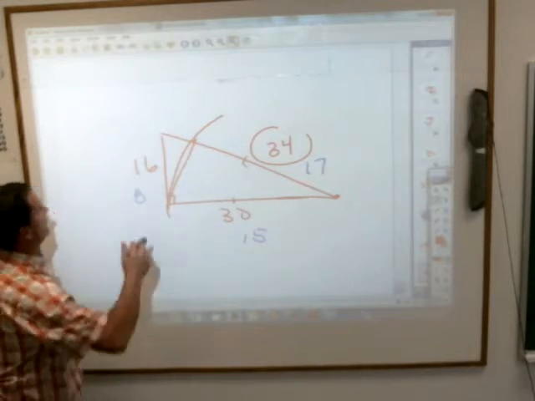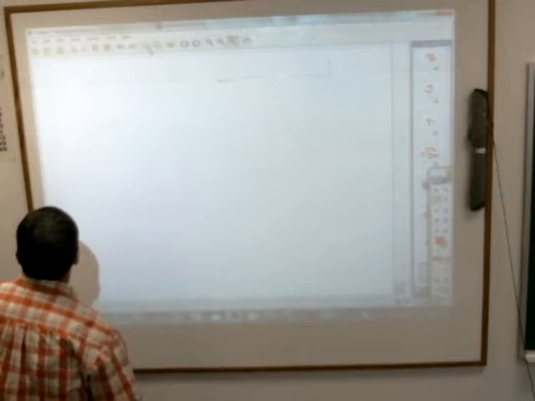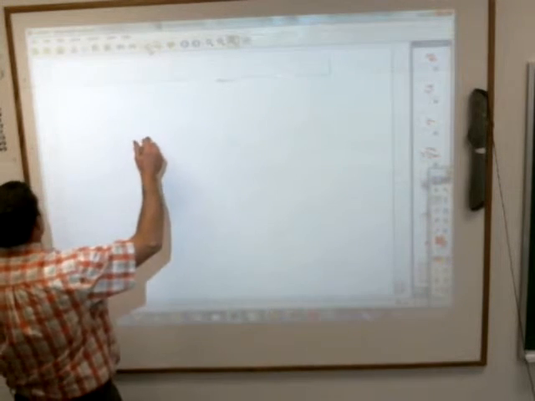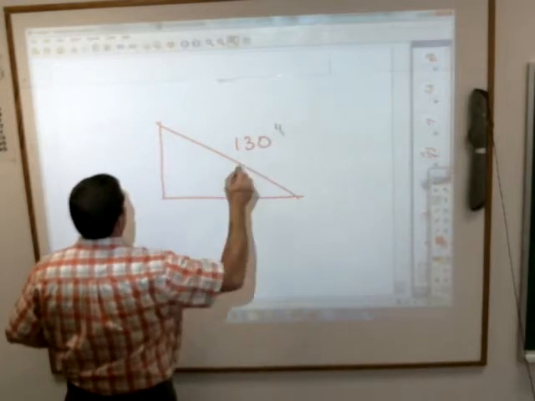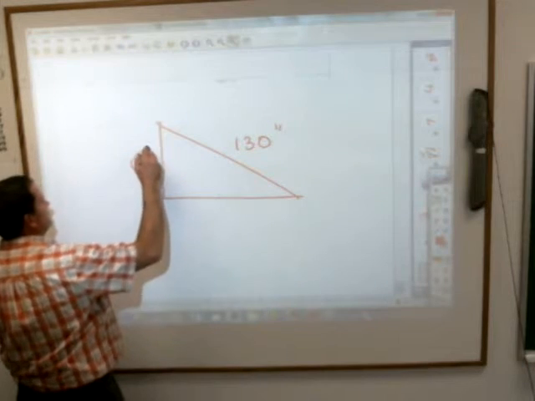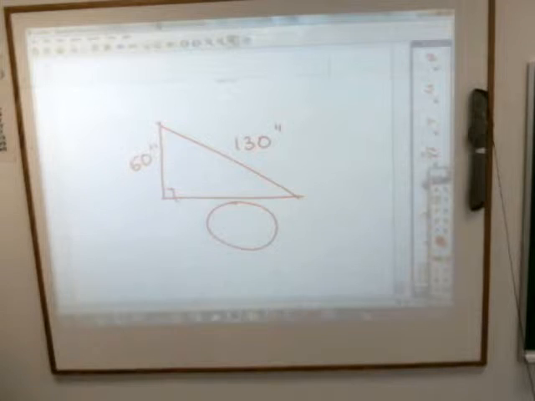Okay. Let me give you one. Let's see if you can figure this out. How about this one? We'll go hard right off the bat. Let's go right for the jugular. What if this was 130 inches and this side here was 50 inches? How long would this side have to be if it's a right triangle?